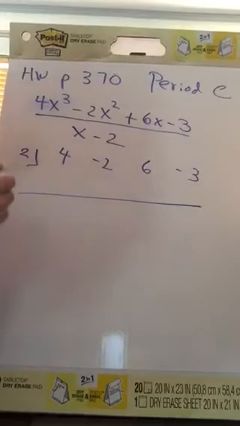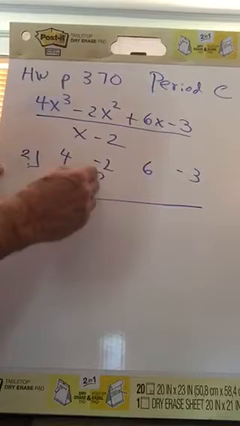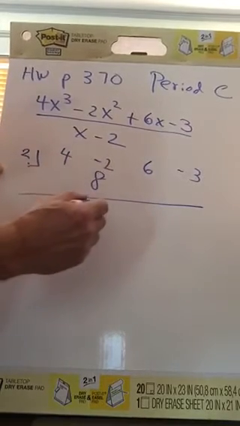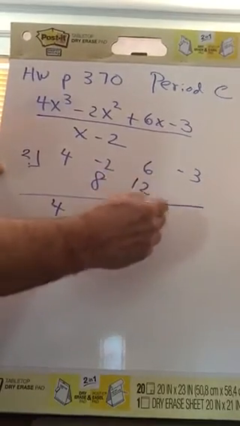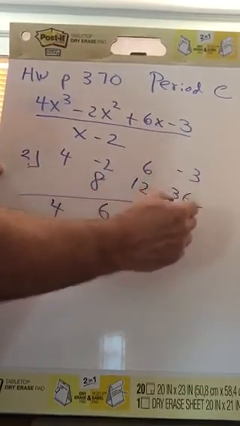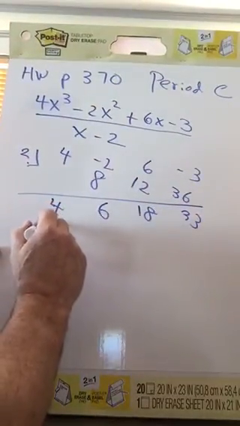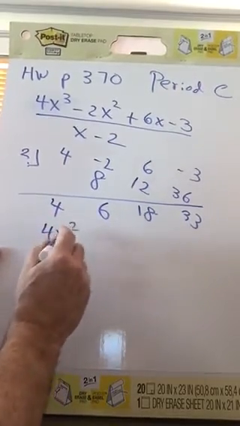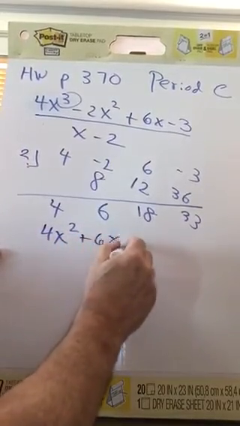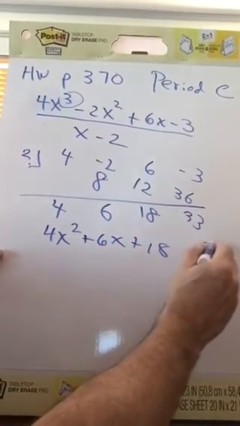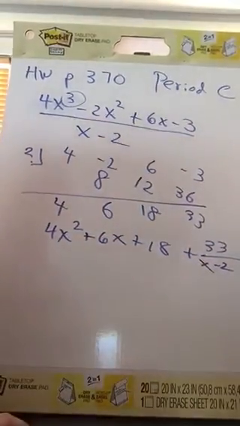And the synthetic process is you bring down the first number, 4, and then you multiply. 2 times 4 is 8, and add, always add. Negative 2 plus 8 is 6. Multiply, 2 times 6 is 12. Add, 18. 2 times 18, 36. Add, 33. So what we get is a new polynomial of 4x squared, remember, this exponent goes down by 1, plus 6x plus 18 plus a remainder of 33, and we always put that over the divisor of x minus 2. All right, so that's what we learned.